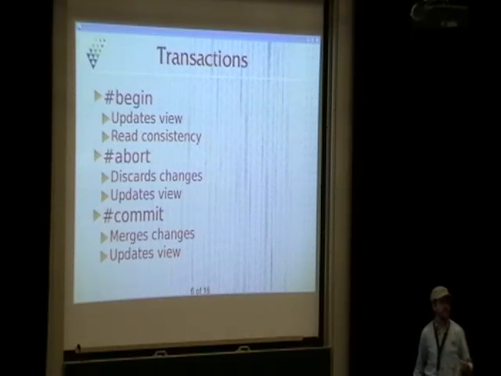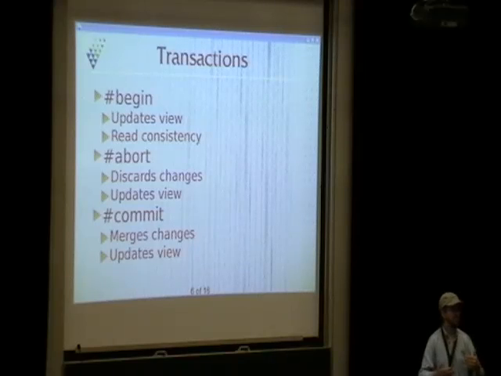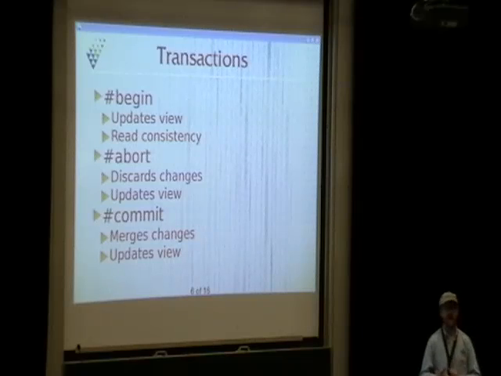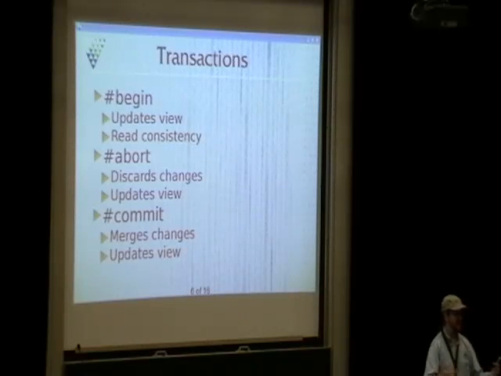And the model that we use for controlling this merging of changes is the transaction model, which is familiar from databases. So the flow goes something like this. You do a begin transaction by sending a begin transaction message. What that does is update your view of the shared image, which in Gemstone is called a repository, so that the state that the objects in your VM have is now the state of whatever everybody else has committed up to that point.